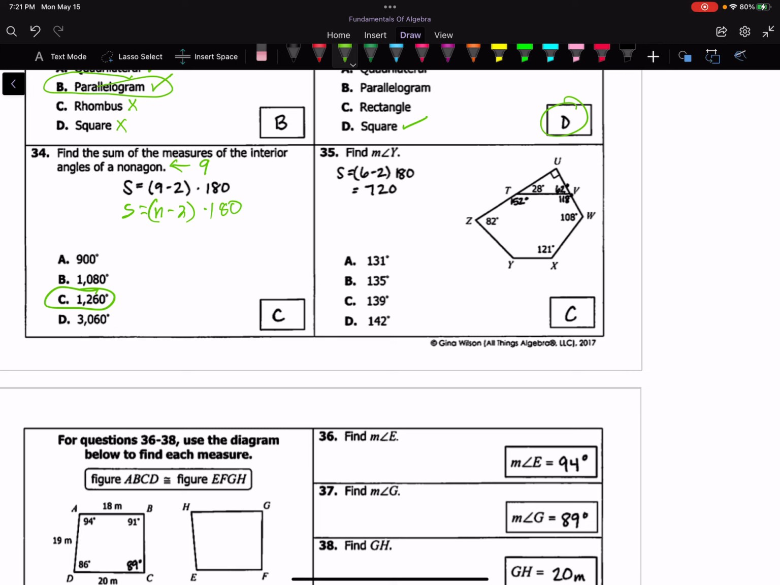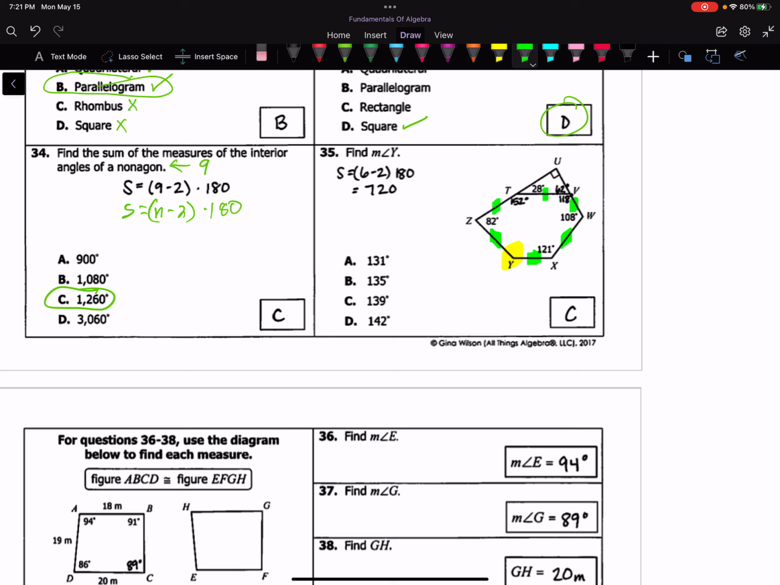Measure of angle y. Where is y? Right here. We're looking for the measure of angle y. How many sides do we have? 1, 2, 3, 4, we can call it a 5 or 6-sided figure.